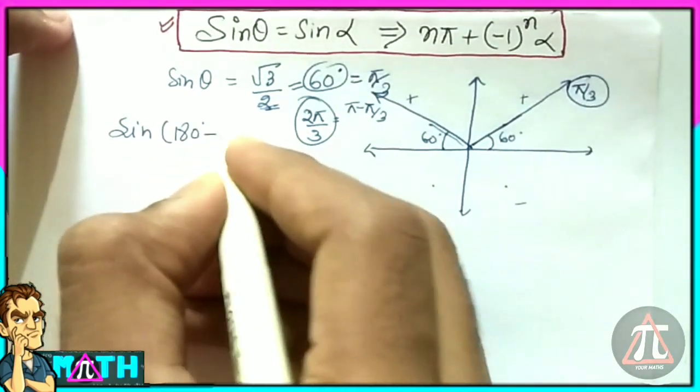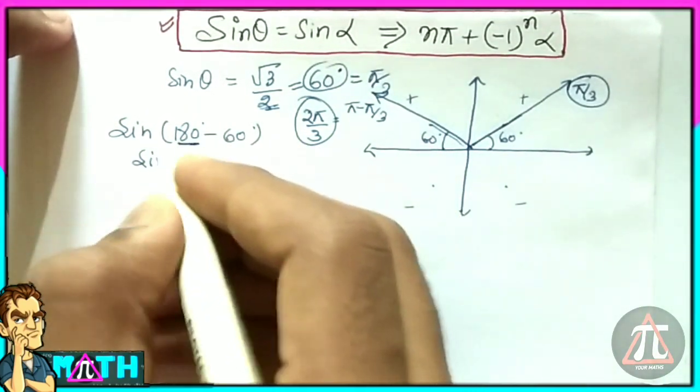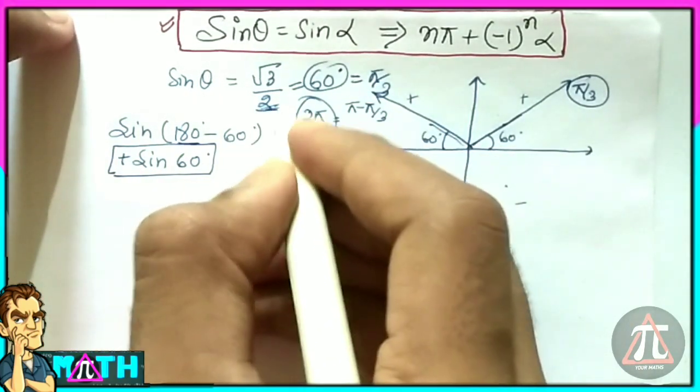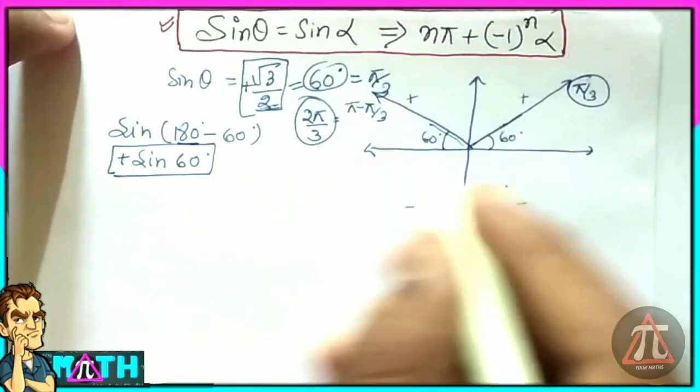Now why does sine of 180 degree minus 60 degree give the same result as sine alpha gives us? Because it's also plus sine 60 degree, so it's also root 3 by 2. Okay, I will definitely prove it in the upcoming videos.